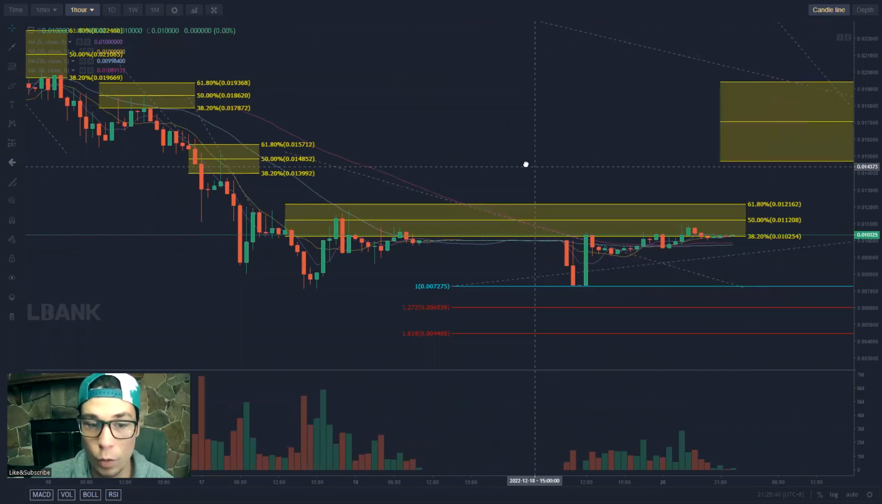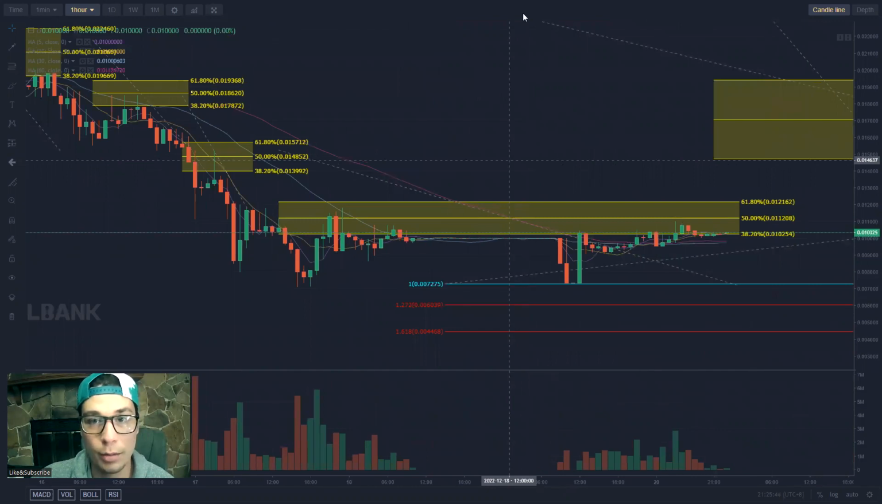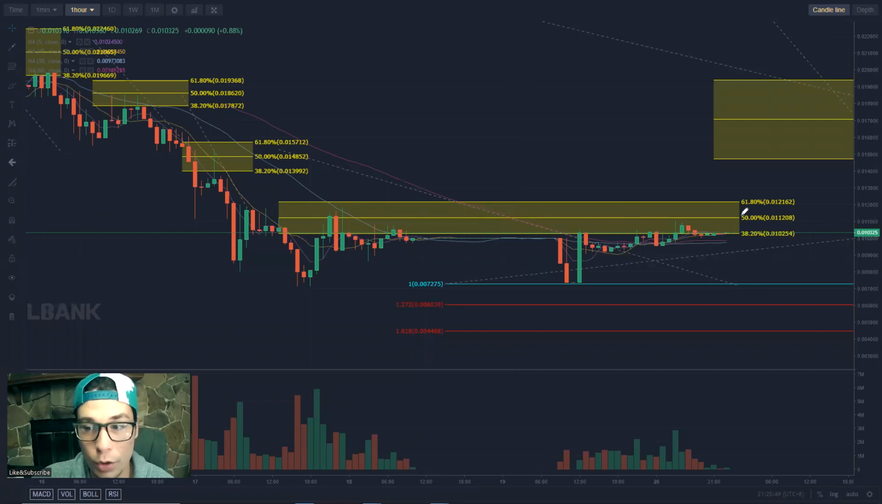They're very well respected levels, and as soon as you break above these levels, that's when you can look for a reversal. So right now we're actually holding all of these levels very nicely, and we're consolidating very tight, in a sideways motion.